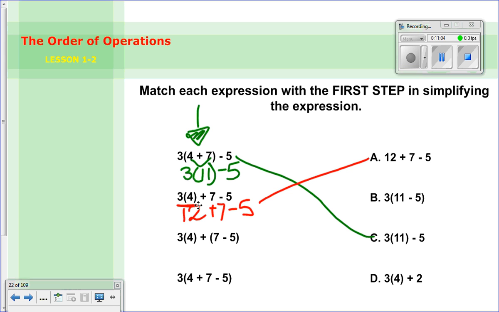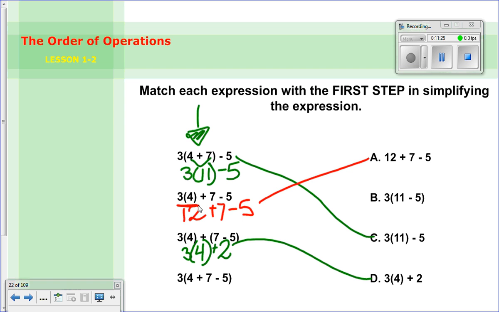Then we have C. 3 times 4 plus the different 7 minus 5. So you go ahead and take a look. And again, 3 steps. You're going to find out what you start with parentheses. And again, 7 minus 5. There's work to be done here. So you'd start there and rewrite the rest. And you should have 3 times 4 plus 2, which is D.